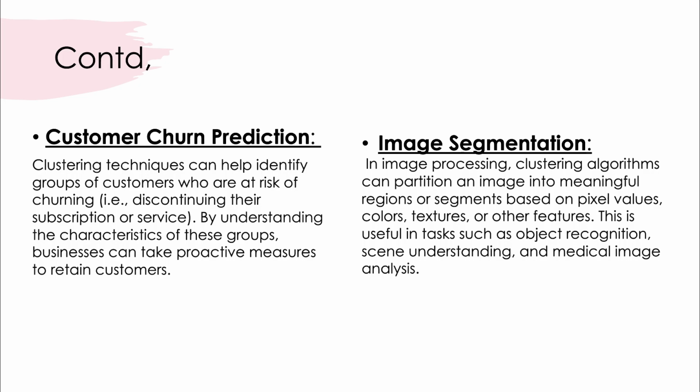Image segmentation. In image processing, clustering algorithms can partition an image into meaningful regions or segments based on pixel values, colors, textures, or other features. This is useful in tasks such as object recognition, scene understanding, and medical image analysis.